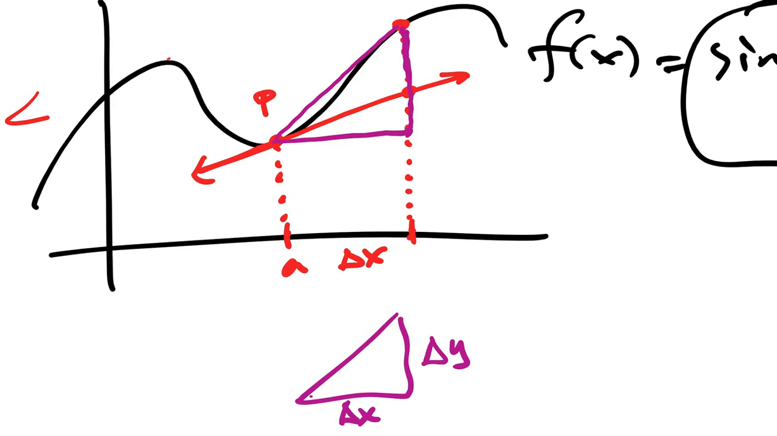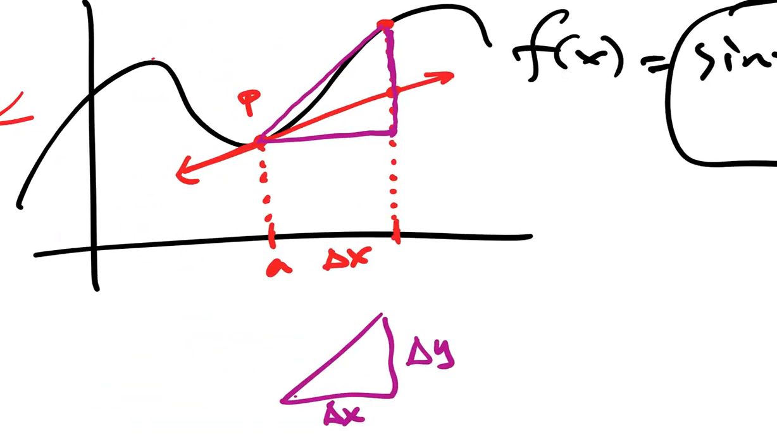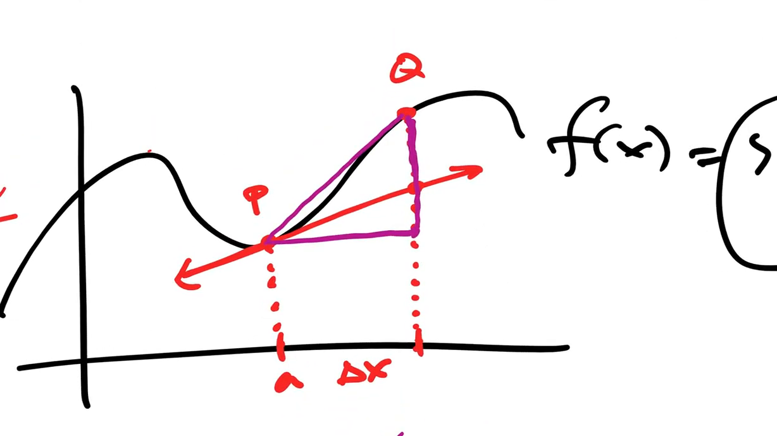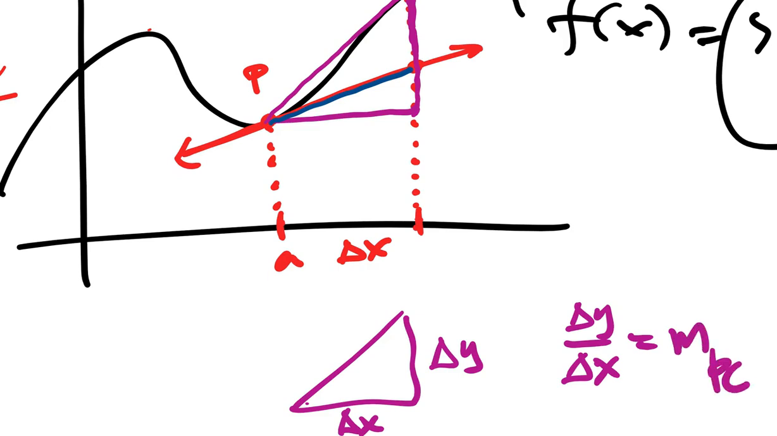What the derivative can do for us, though, is find that same slope as an approximation. The derivative, recall, was the slope of this line instead. So this right here, this delta y over delta x, let me draw that in purple, delta y over delta x, is the slope from one point to another. That is the slope of PQ.